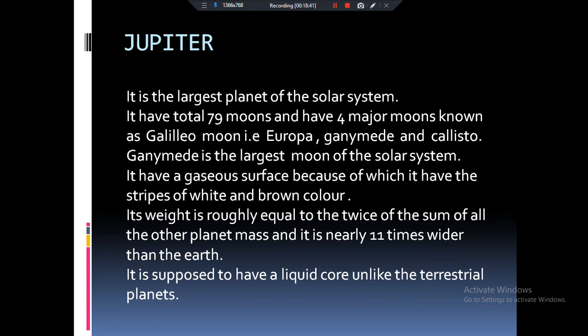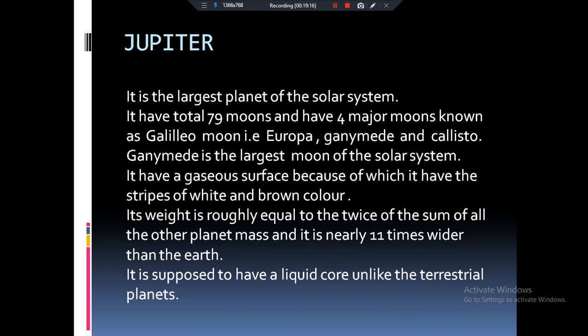Now coming to Jupiter, which is the largest planet of the solar system. Its mass is nearly the sum of all the planets multiplied by 2. That means if we take the sum of all the planets and double it, that's the mass of Jupiter. Can you imagine how big and massive it is? It is nearly 11 times wider than our Mother Earth. It is believed that its core is liquid in nature and water may be present there.